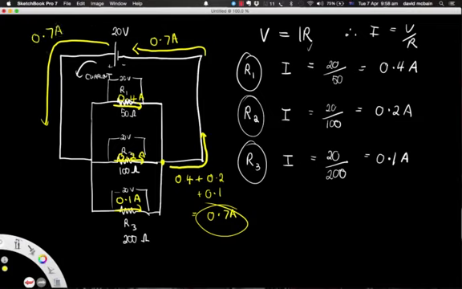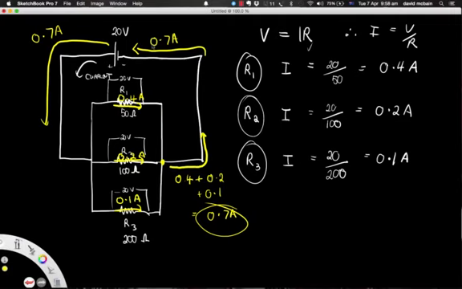So 0.7 amps is feeding this circuit, and then it gets broken up. 0.4 of the amps go this way, 0.2 of the amps go this way, and 0.1 of the amps goes this way. Then they recombine to return to the battery.